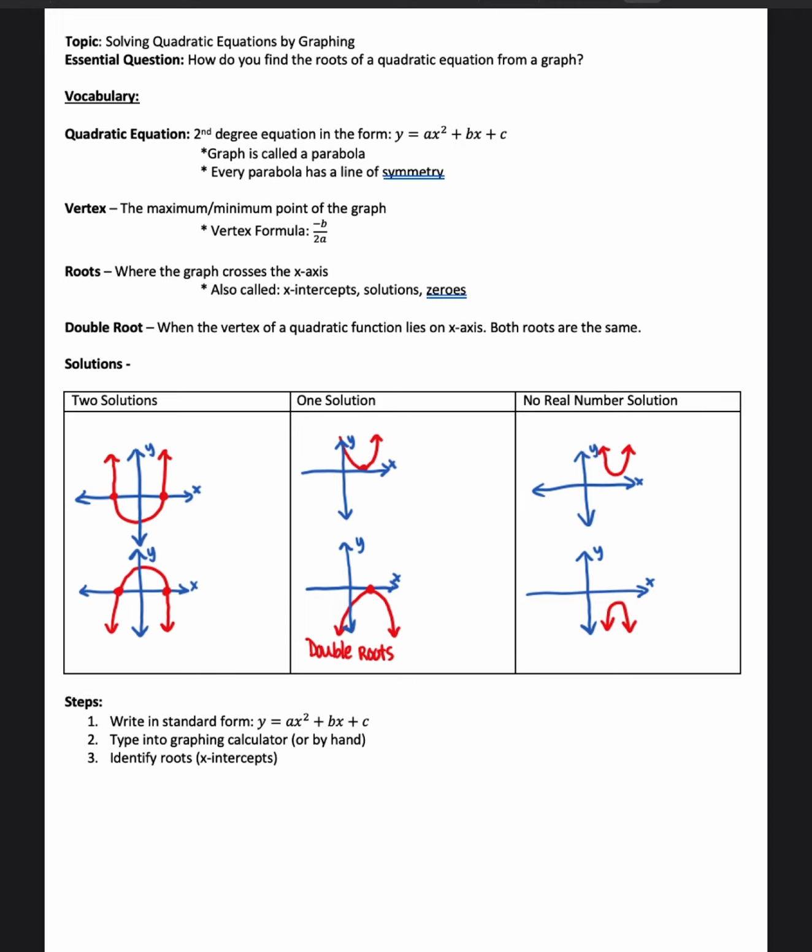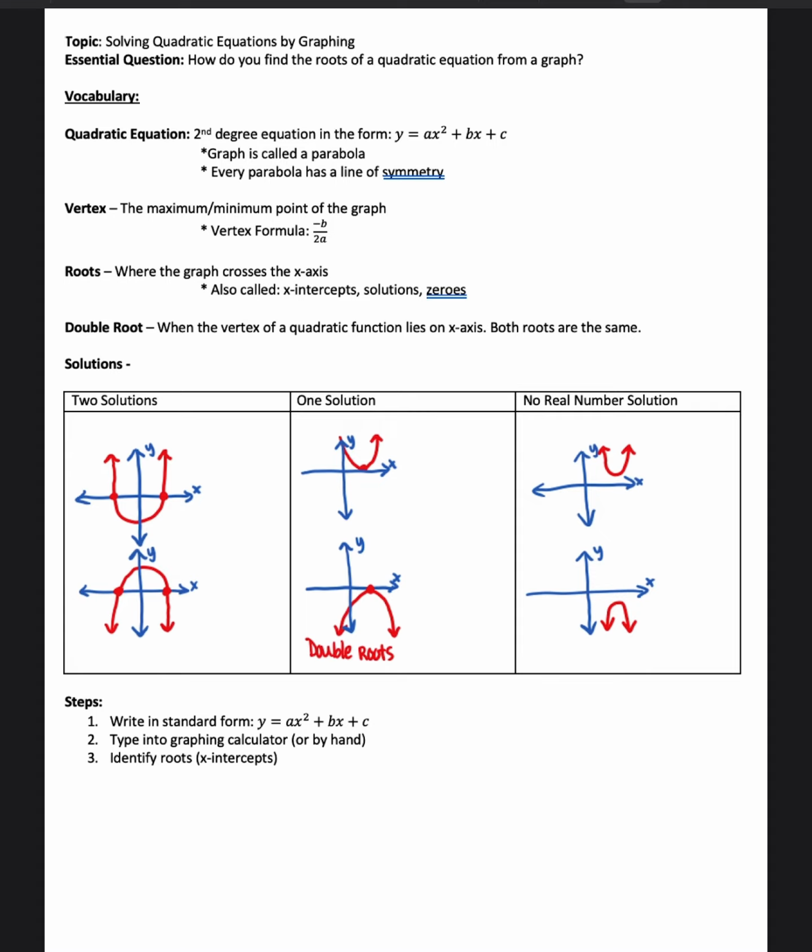So to be able to do this, our first step is going to be to write in standard form. If our equation is not in this format, we're going to put it in that format first. Then we're going to type our equation into the graphing calculator, or you can plug numbers in for x by hand. And then we're going to graph it and identify the roots where it crosses the x-axis.